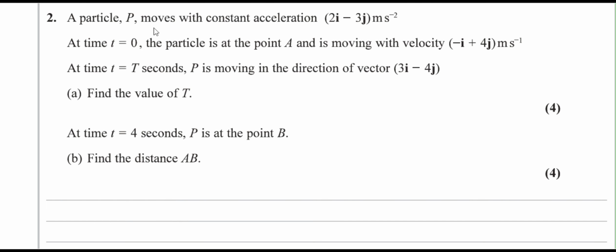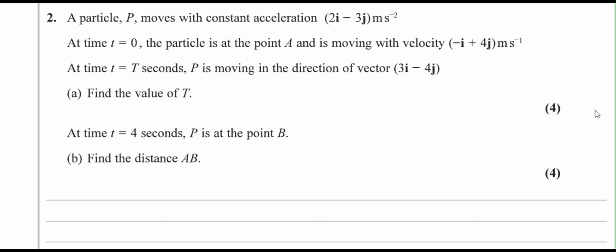Question 2. A particle P moves with constant acceleration 2i minus 3j meters per second squared. At time t equals 0, the particle is at a point A and is moving with velocity minus i plus 4j meters per second. At time t equals capital T seconds, P is moving in the direction of vector 3i minus 4j. Find the value of T.